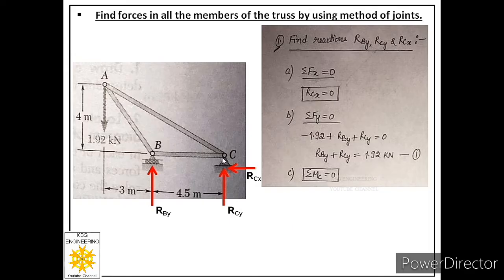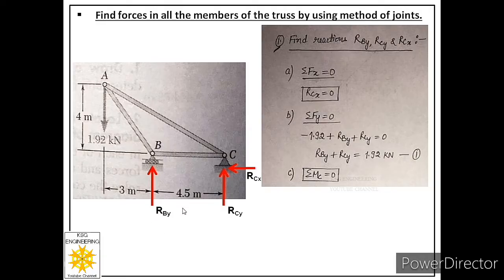So let us first observe the moment because of 1.92 kilonewton force about joint C. Now it will generate anti-clockwise moment, so moment will be positive. And this is the line of action of this force. And when we drop a perpendicular from moment center onto that line of action, we will get this distance, and this perpendicular distance is over here as 7.5 meters. So it means moment because of this will be positive 1.92 into 7.5 meters.